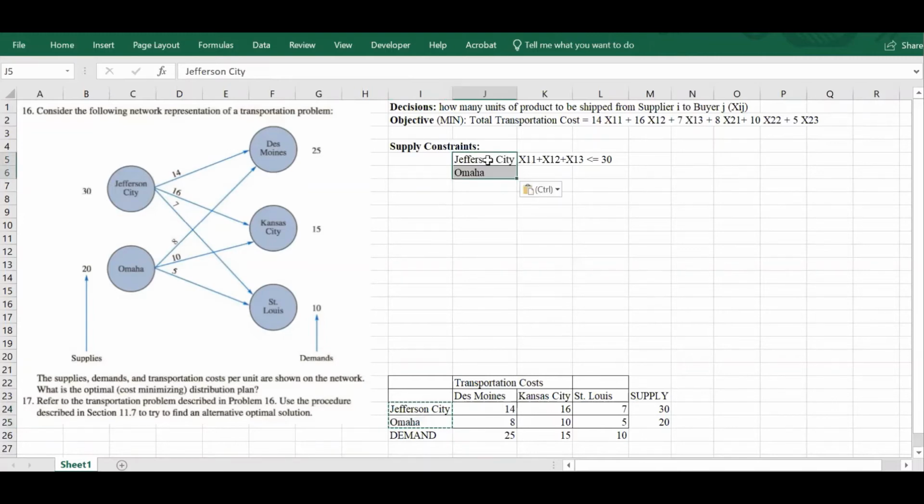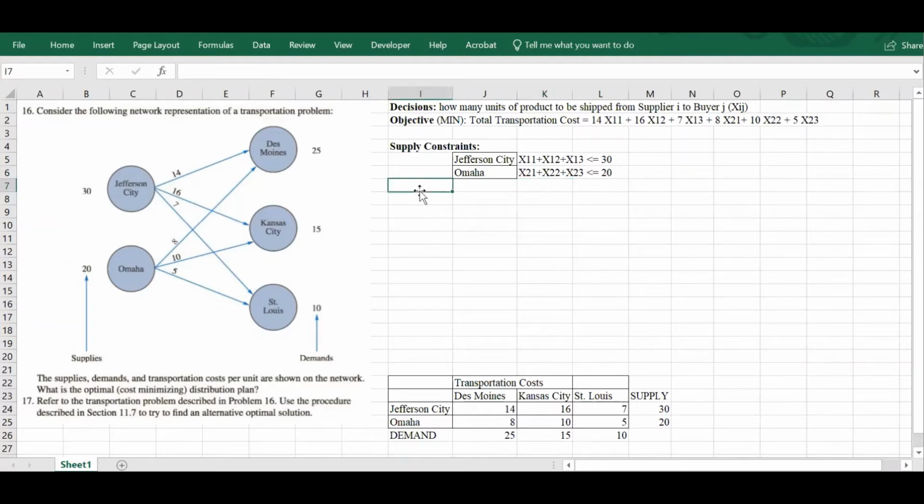And then for the second one, again, same thing, X21, X22, X23. Some of those should be less than or equal to 20. So that's the supply constraints.